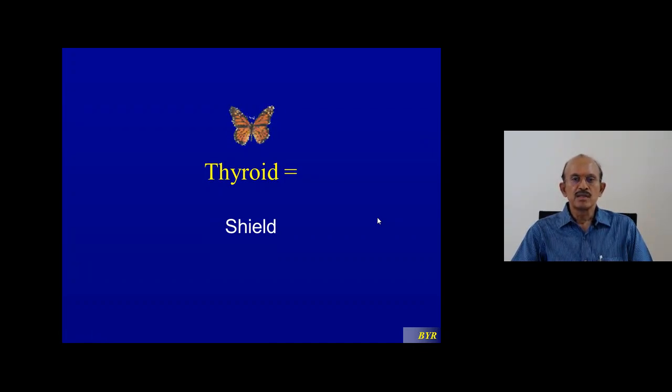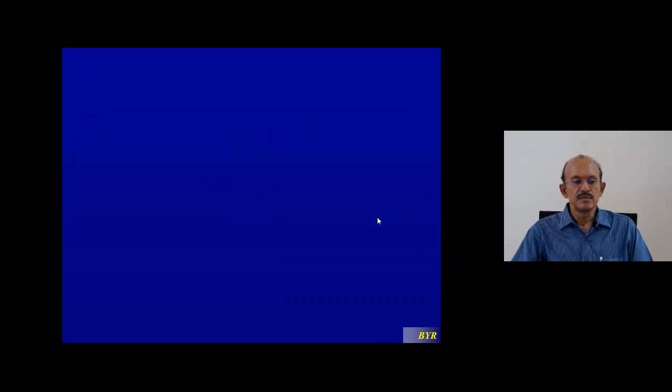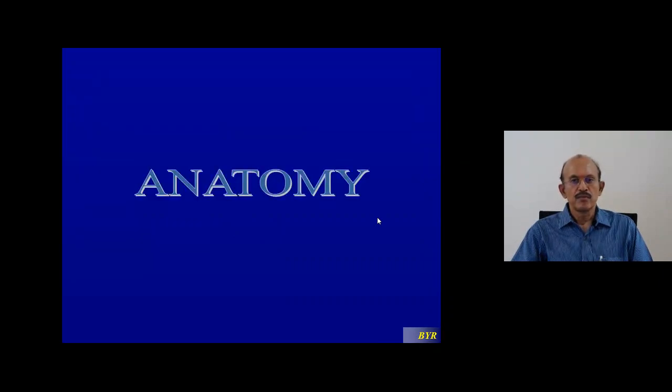because the original name for thyroid was for the thyroid cartilage. It looks as if it is a shield protecting the vocal cords inside, or the voice box. Because this gland is anatomically related to thyroid cartilage, it is called the thyroid gland. Anatomy of thyroid gland.